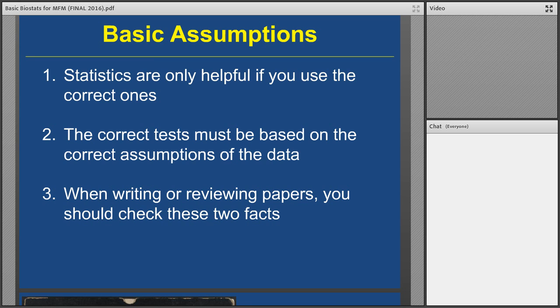Three basic assumptions we're going to have at the beginning of this talk. Statistics are only helpful if you use the correct ones, so we're going to emphasize how to use the correct ones. The correct test must be based on the correct assumptions of the data, so we can apply these tests when we make the correct assumptions of the data. Is it normally distributed, or parametric? So do we apply a parametric test? Is it non-normally distributed? Is it nominal data versus ratio data? That will help us choose the correct tests. And then when we're writing or reviewing papers, we need to check those two facts to make sure we're doing the right thing.